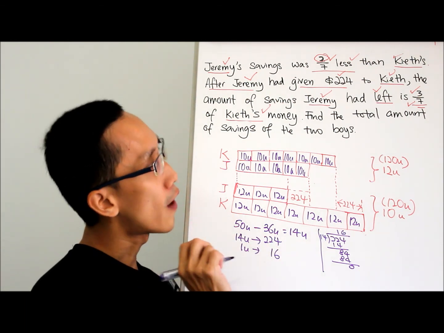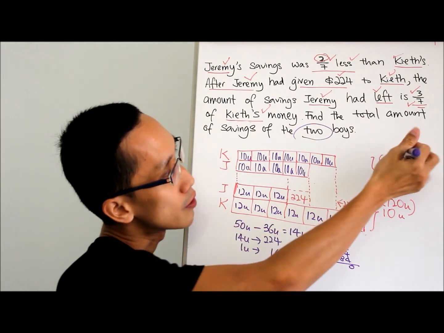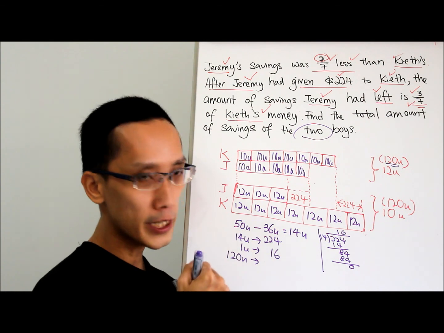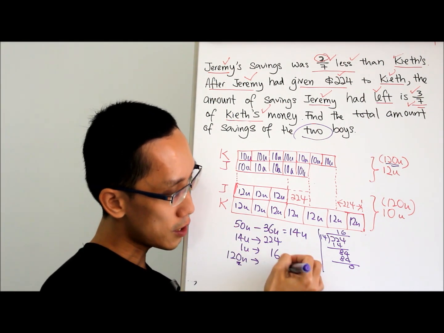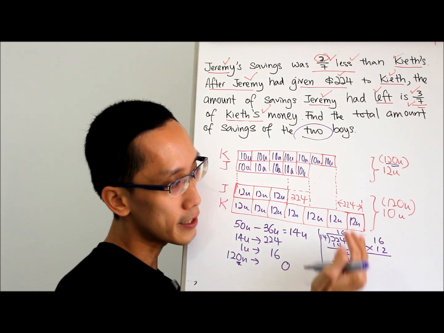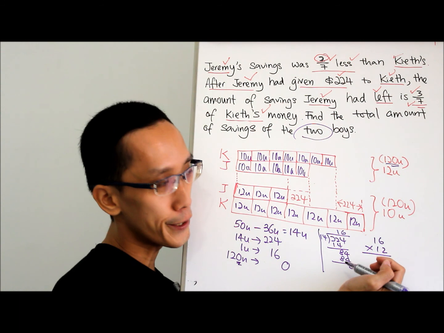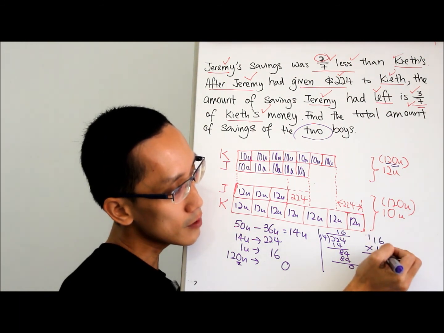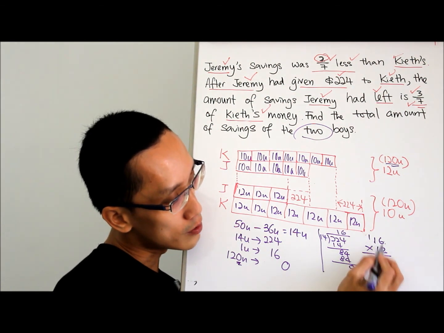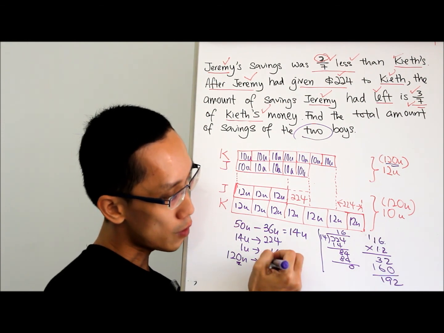So what does the question want now? The total amount for the two boys. So it's 120 units. Okay, how to do a multiplication fast? Very simple. You see a 0 here, you bring down the 0. So 16 times 12. Make sure everything is neatly done in a systematic order, okay? So you will not make any careless mistakes and your mind will be very clear what you are doing. 6 times 2 is 12. 1 times 2 is 2, plus 1 is 3. So 192. So your answer will be 1920.